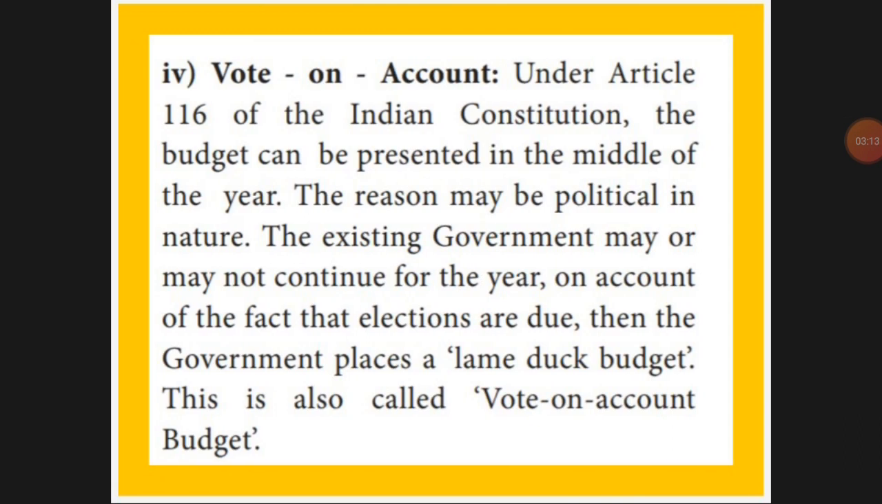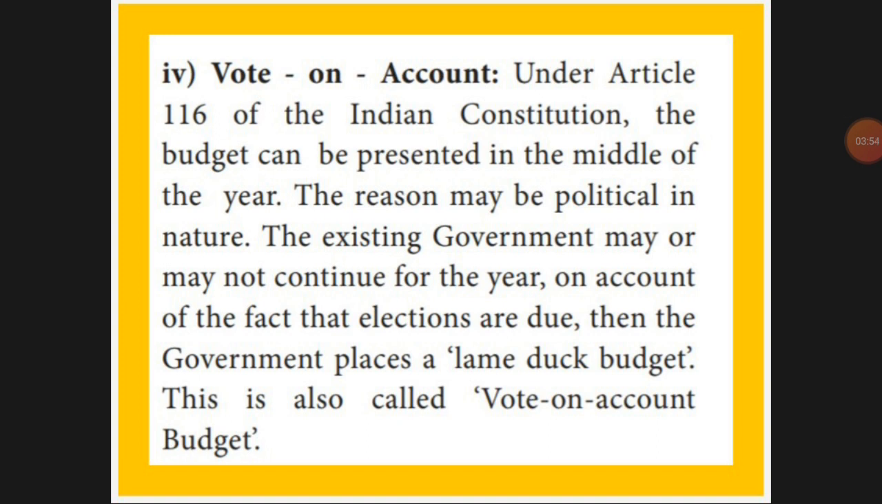Next, vote on account. Under Article 116 of the Indian Constitution, the budget is prepared yearly, for one year. Suppose the budget is produced in the middle of the year, and a political party or the government is dissolved, and the government may not continue, so an election has to be held. In that situation, the government produces a budget. That budget is called a lame duck budget, or it can be called a vote on account.